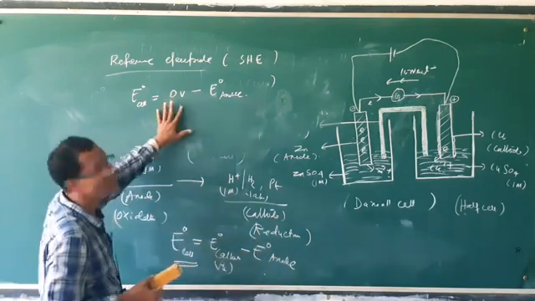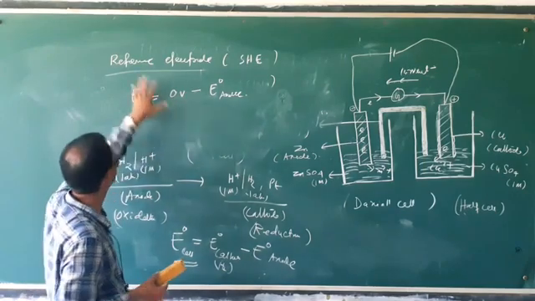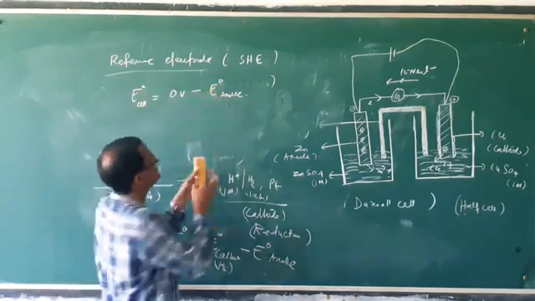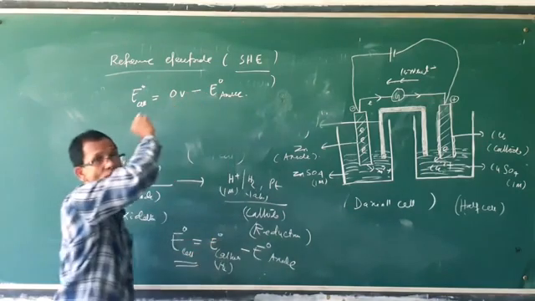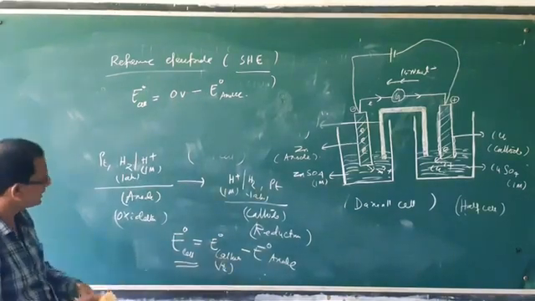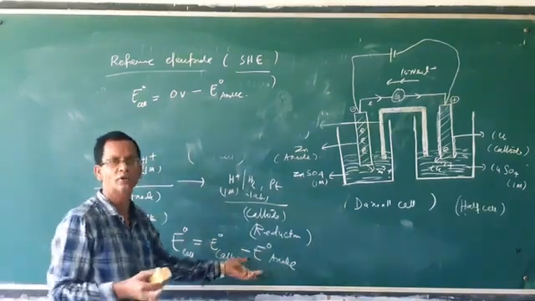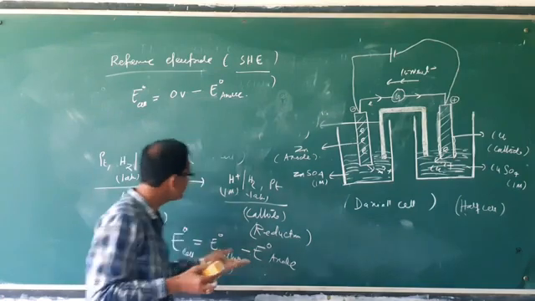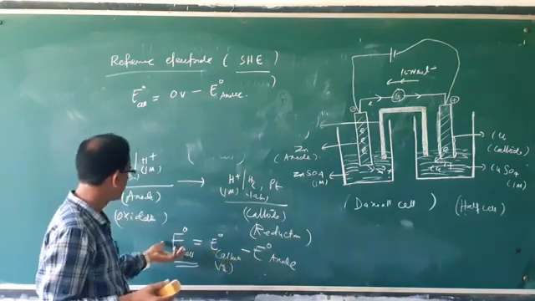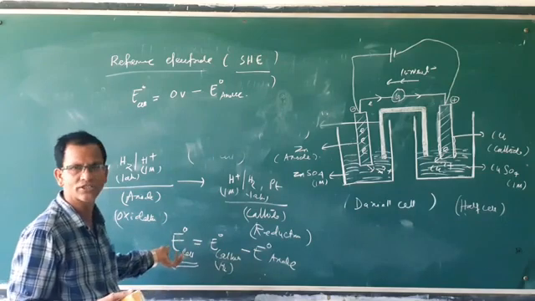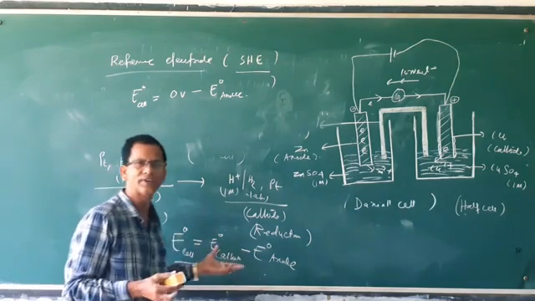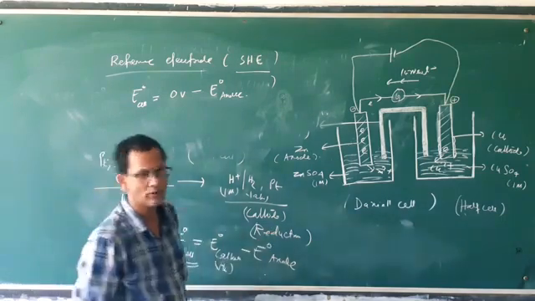This is the reference electrode. For the reference electrode, always hydrogen SHE will be used. So like this, we can calculate the potential of an unknown electrode using the formula E naught cell is equal to E of cathode minus E of anode. Okay, thank you.